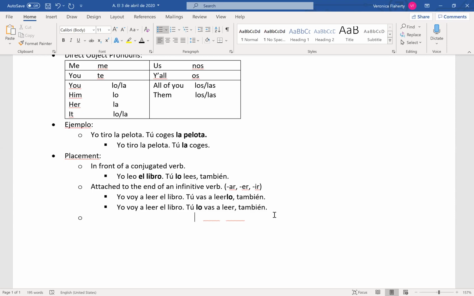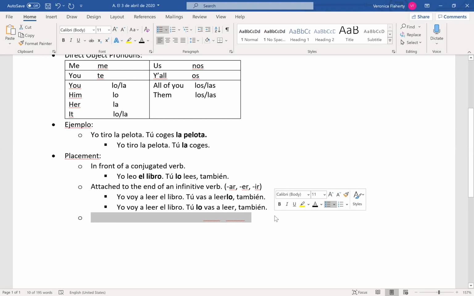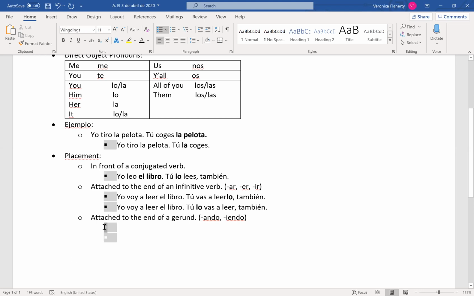There's one more place that we can put our direct object pronouns. Attached to the end of the gerund. And how do gerunds end, Rafe? Do you remember? 2 ways. It was like ando and yendo. Exactly, yeah. So attached to the end of a gerund, and gerunds look like ando and yendo at the end of those. So I'm sticking with the same example. I'm just changing it a little bit. I am reading the book and you're reading it too. Tú estás leyéndolo también.